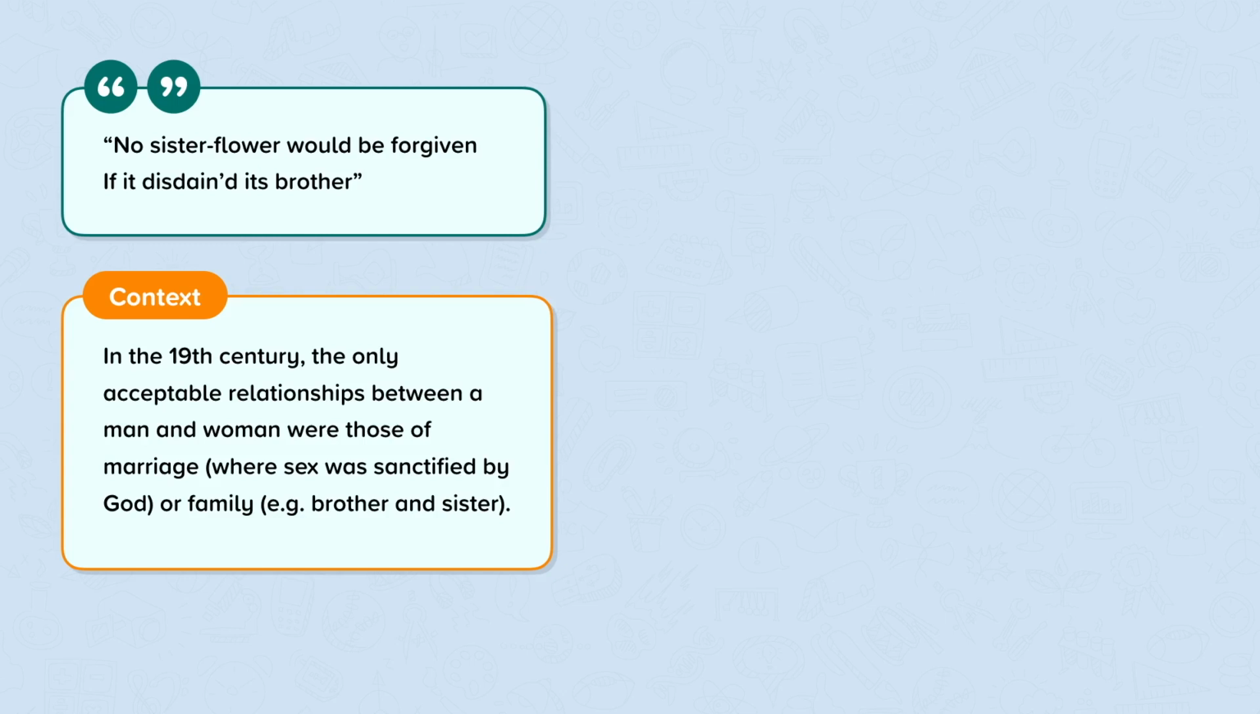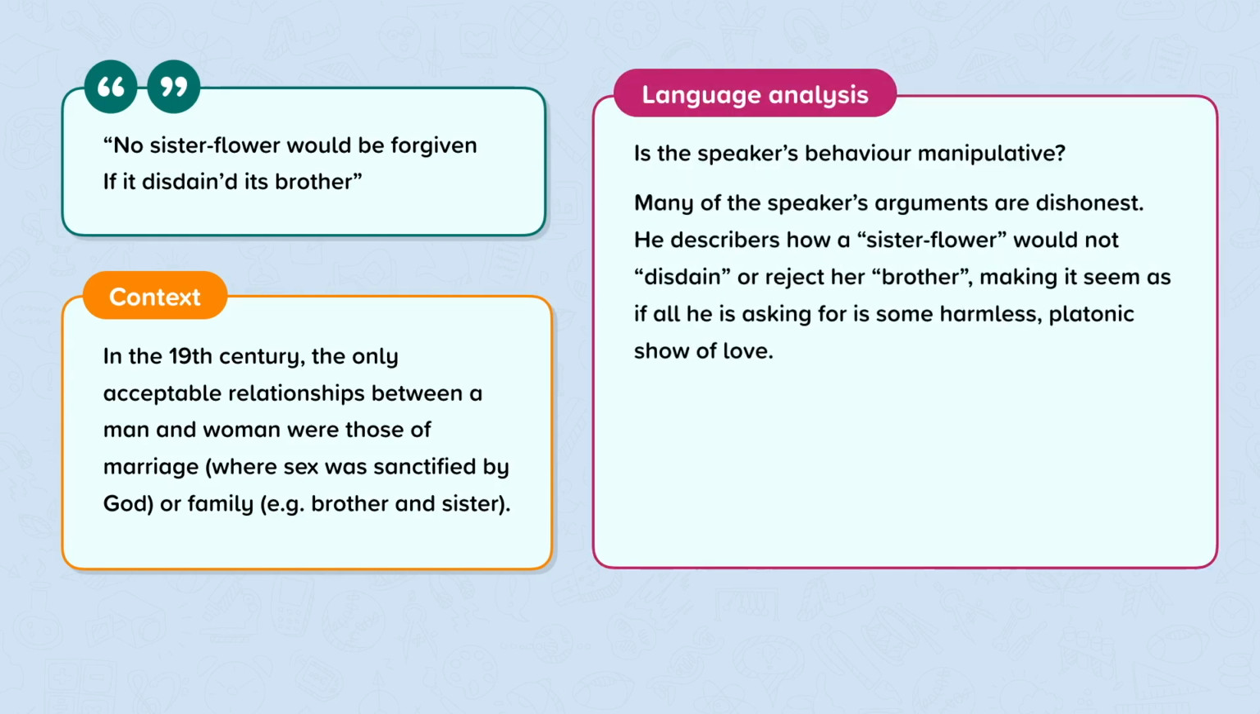Let's link this point about context and a quotation from the poem to some language analysis. Many of the speaker's arguments are dishonest. He describes how a sister flower would not disdain or reject her brother, making it seem as if all he is asking for is some harmless platonic show of love.